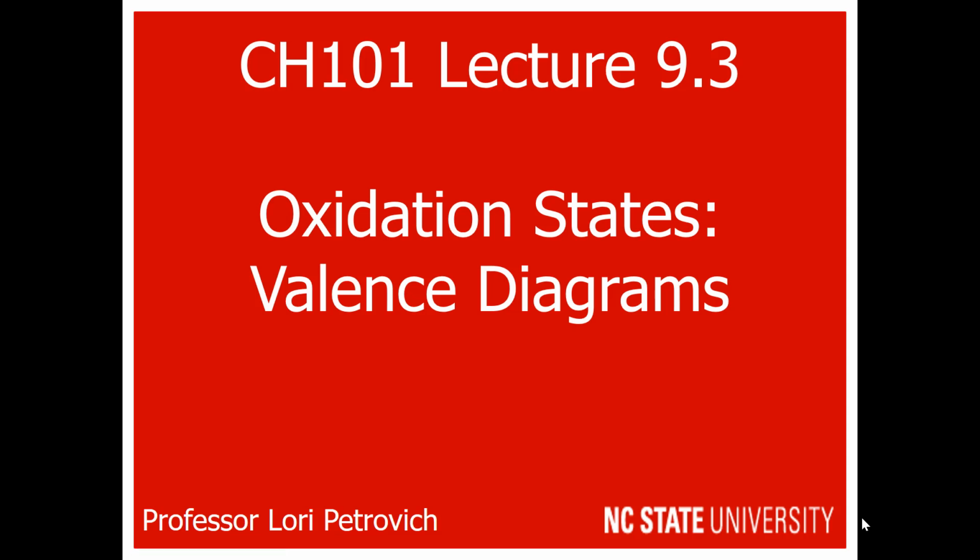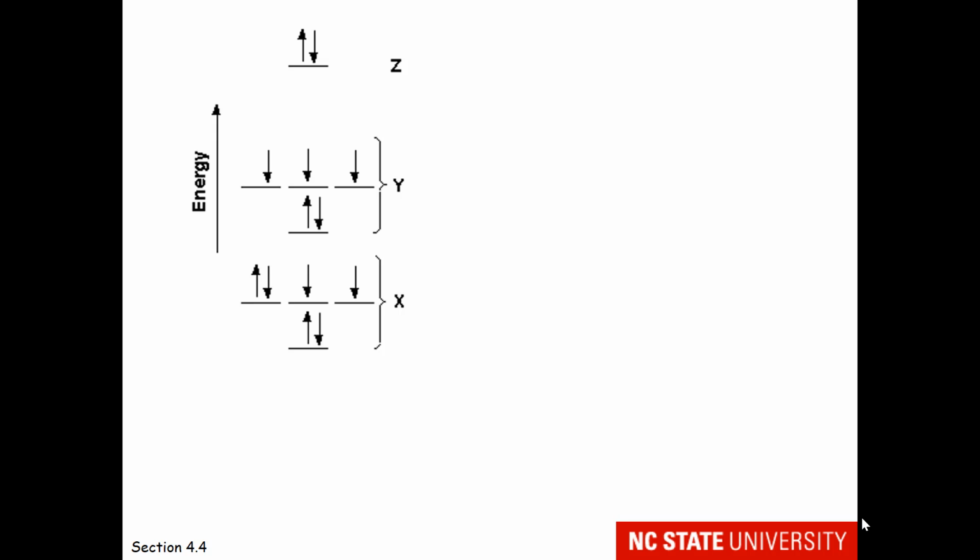The last part of Lecture 9 concerns valence diagrams as applied to oxidation states. This is an example with mystery elements of how oxidation states are related to the valence diagrams for atoms. What we have here is a universe with elements X, Y, and Z.